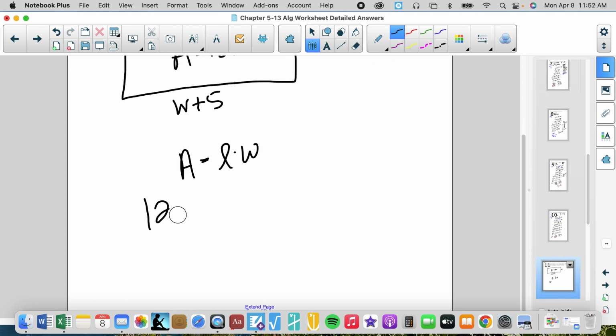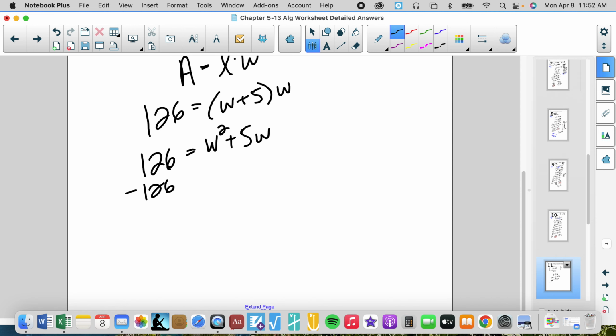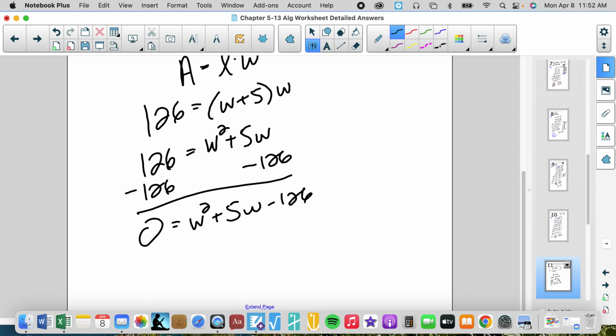The length is W plus 5, and the width is W. So we'll simplify that right side by distributing. We get W squared plus 5W. Let's set it equal to 0. We get 0 equals W squared plus 5W minus 126. I don't know, we'll do A times C. I don't know the factors of 126 that are 5 apart. So I'm going to have to do some factor pairs.